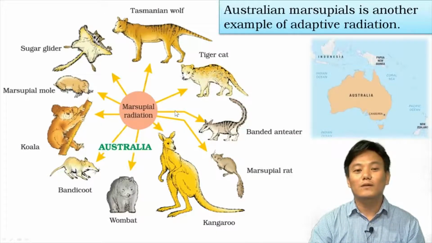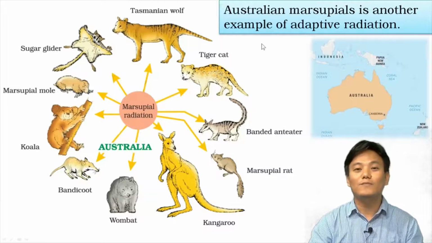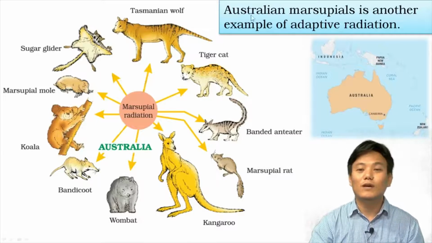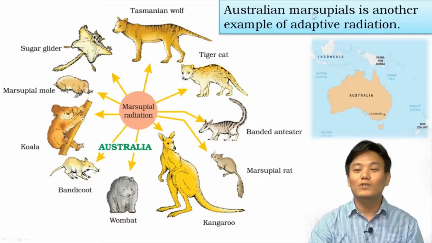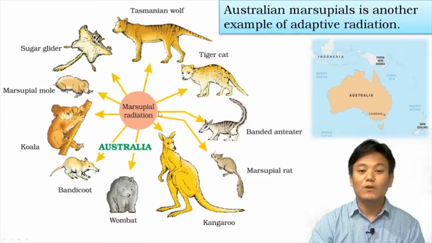So now Australian marsupials are another example of adaptive radiation, right? One example was the finches, which was one classic example of adaptive radiation. Another example is the Australian marsupials. In one geographical location, that is the Australian continent, all these marsupial species arose from one common ancestor. So that is also an adaptive radiation, since they tried to adapt and evolved into different species. It is called adaptive radiation, right?